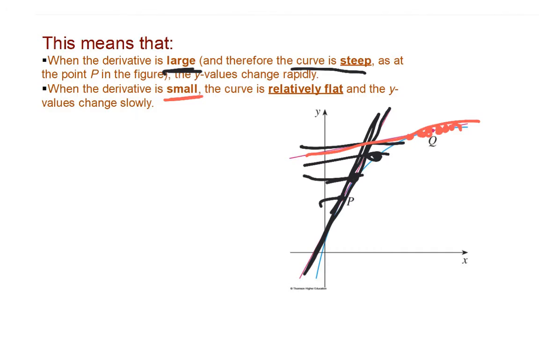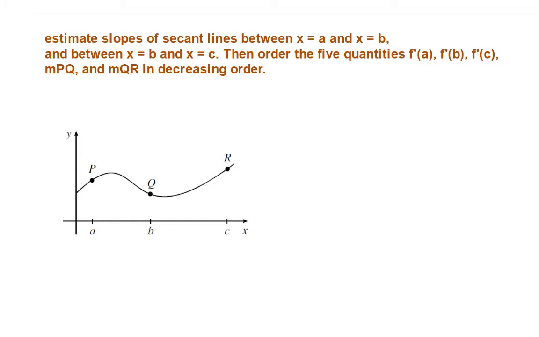So that's a neat way to look at it as well. So I want you to estimate the slopes of the secant lines between x equals a and b, so from P to Q, and between x equals b to c, right here. And then I want you to order the 5 quantities.